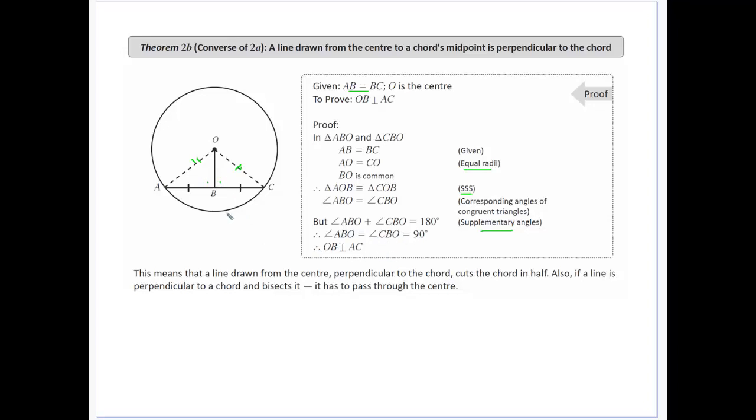So there's the proof of the idea when a line is drawn from the center to a chord. If it's perpendicular, then it bisects it, or if it bisects it, then it must be perpendicular. We get that perpendicular bisector.